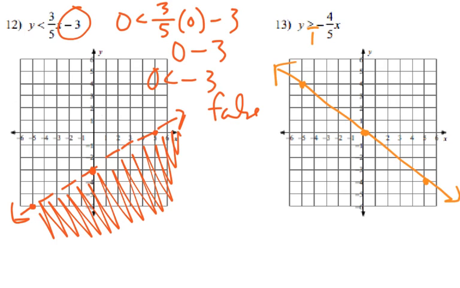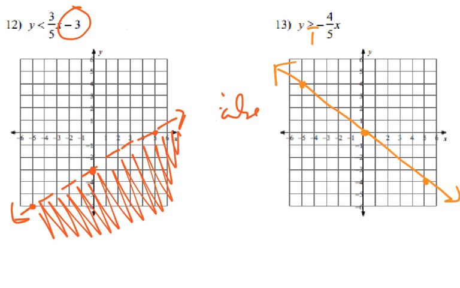Now this is the one case where we can't pick our test point 0, 0 because our line goes through 0, 0, so that's not going to tell us which side to shade. Whereas here it wasn't on the line, so it could tell us which side to shade. So we're going to have to pick a different test point.